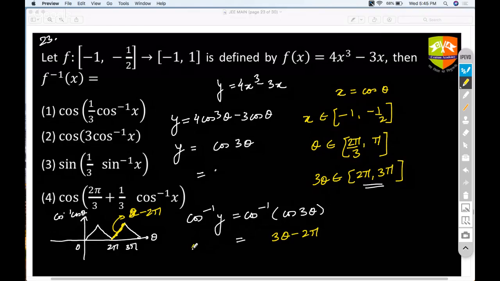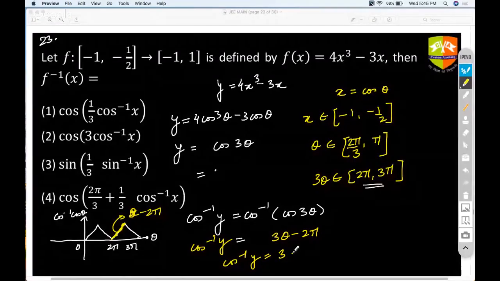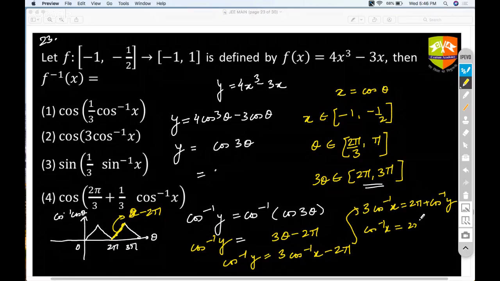Right? That's cos inverse y. And cos inverse y is 3 theta, which means 3 cos inverse x minus 2 pi. Correct? So let me take the 2 pi on the other side. I have to make x the subject of the formula. So it becomes 2 pi plus cos inverse y. So cos inverse x will be 2 pi by 3 plus 1/3 cos inverse y. So you can take cos on both the sides freely. So your answer will be this, and this is your f inverse y.